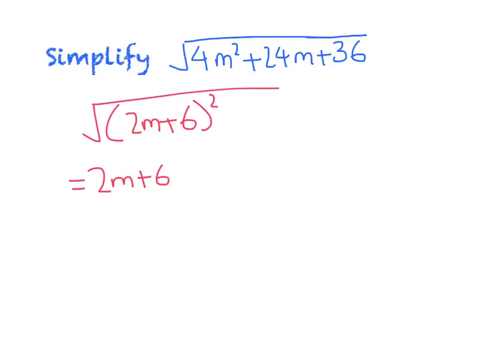However, we have to be careful when we're taking the square root. Remember that we can't take the square root of a negative number. So this equation only holds if 2m plus 6 is greater than or equal to 0. If 2m plus 6 is less than 0, then there is no solution.